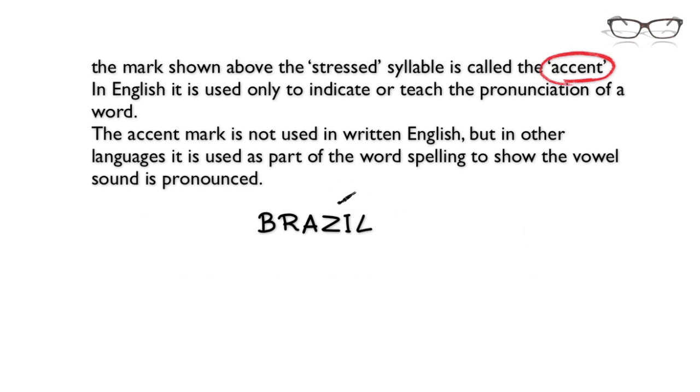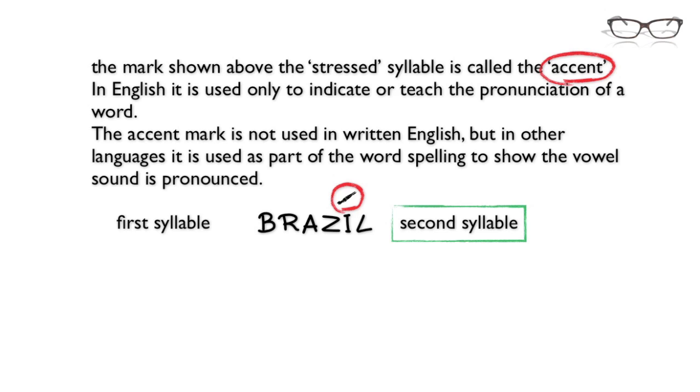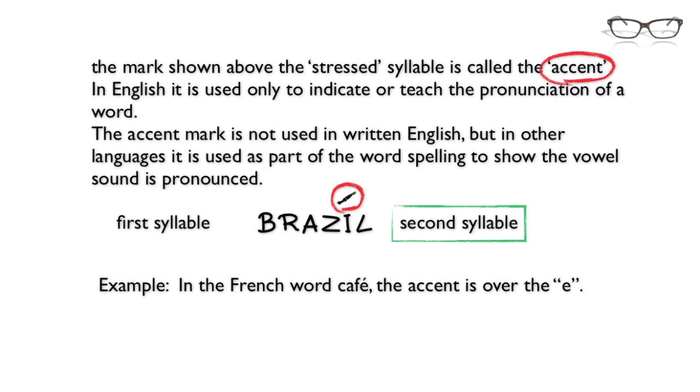In other languages, like French, you do see the mark, the accent, and it does indicate if the vowel sound is pronounced. And here's an example. In the French word café, the accent is over the E. So it indicates that the E vowel sound is pronounced in this word in French.